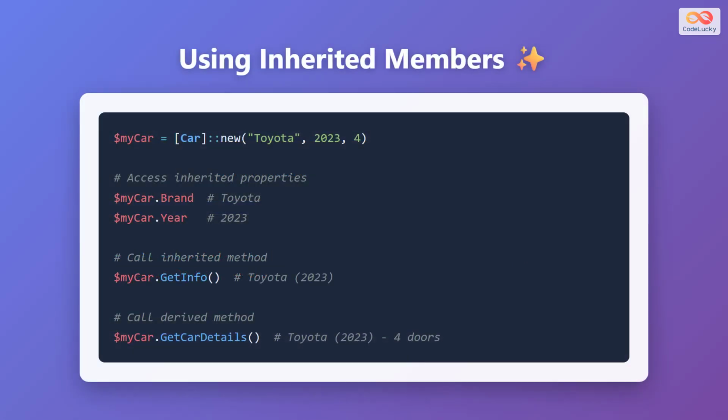Once you've created a derived class, you can use both inherited and new members seamlessly. Let's create an instance of car with the brand Toyota, year 2023, and 4 doors. You can access the inherited properties brand and year directly, getting Toyota and 2023. You can call the inherited getInfo method, which returns Toyota 2023. And you can call the derived method getCarDetails, which returns Toyota 2023-4 doors. Everything works together naturally.